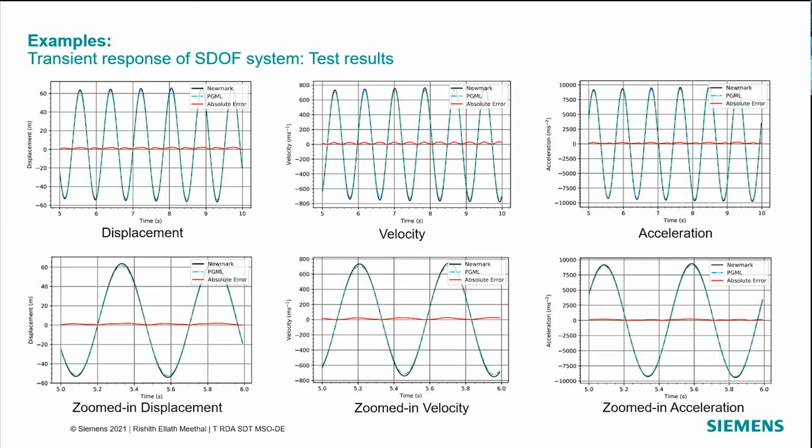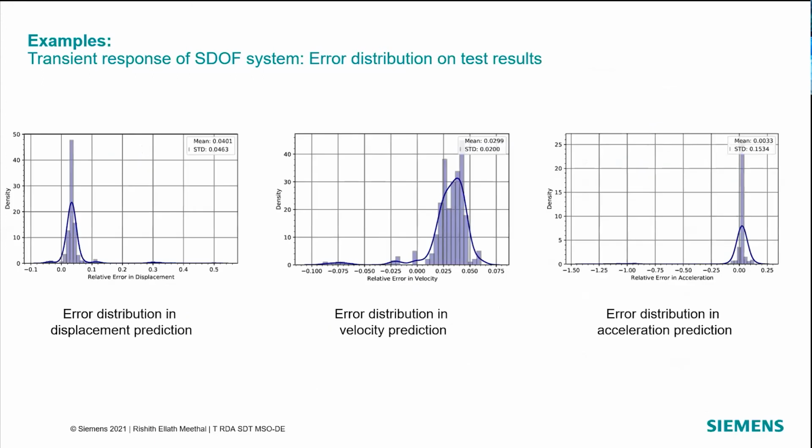Here the test results are plotted. You can see for all three variables, displacement, velocity, and acceleration, the PGML model is able to predict the results quite accurately, and the absolute error is really low. And here, as I said earlier, we have used a numerical time integration scheme as the reference solution. To see if the errors are really low, we plotted the relative error for each variable. You can see that the error distributions are concentrated around 0, and the mean of the relative error is quite low.